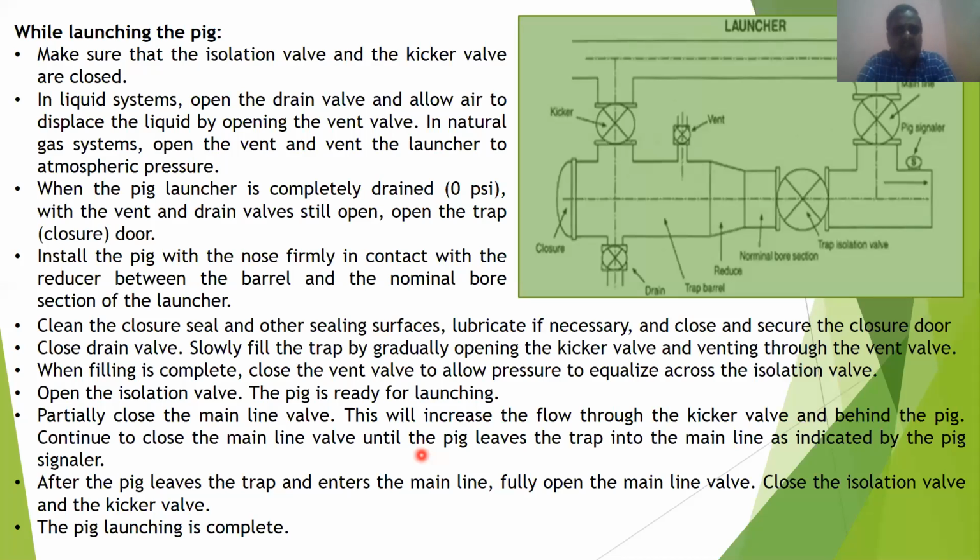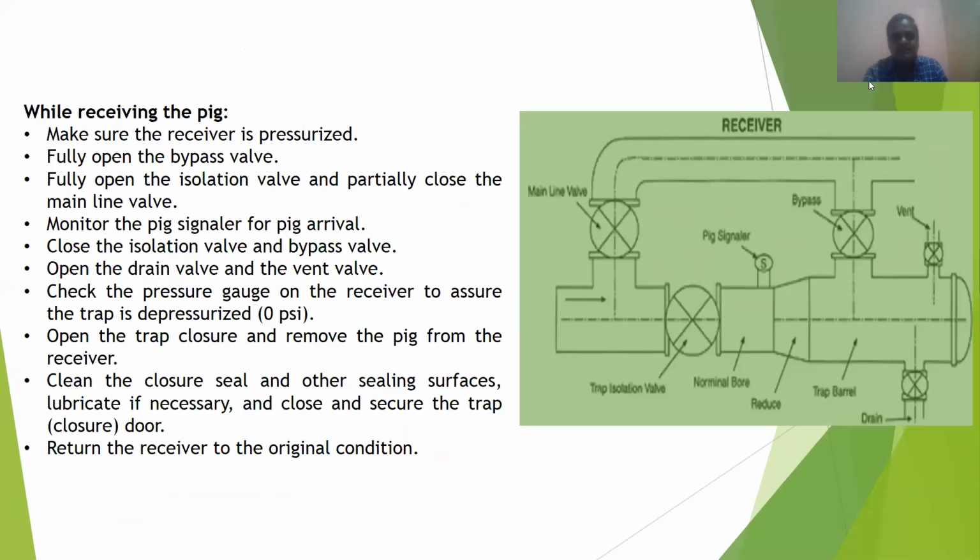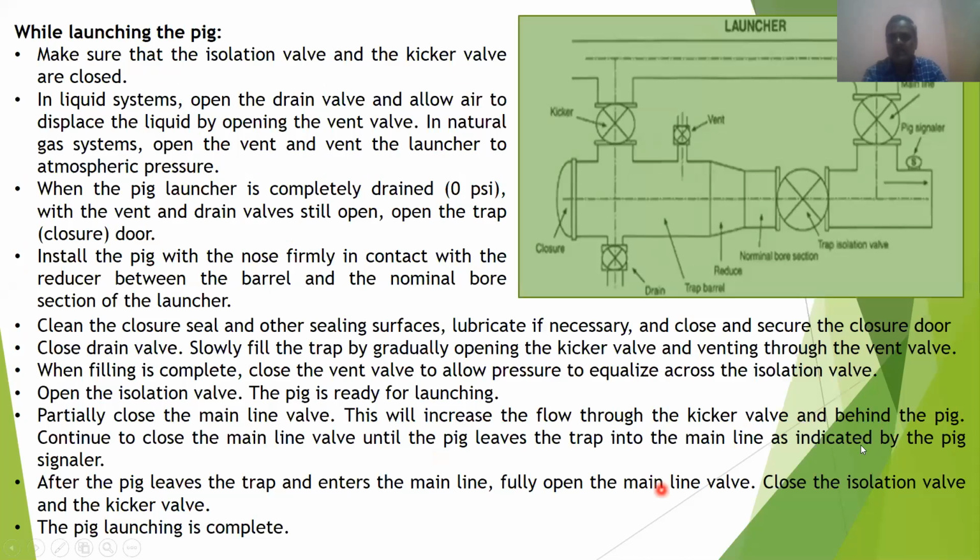While launching the pig, make sure that the isolation valve and the kicker valve are closed. This is the pig signaler. Main line valve, vent valve. This is the kicker valve, kicker line valve. Drain, trap, barrel. This is the nominal bore section. Make sure that the isolation valve and the kicker valves are closed.